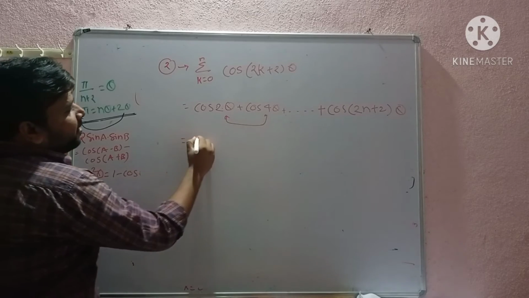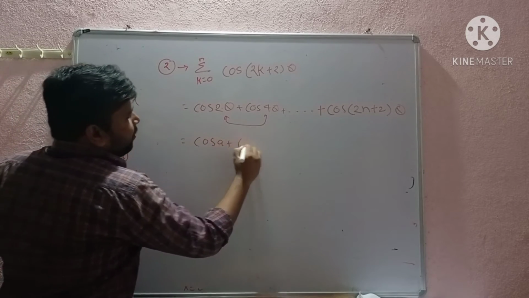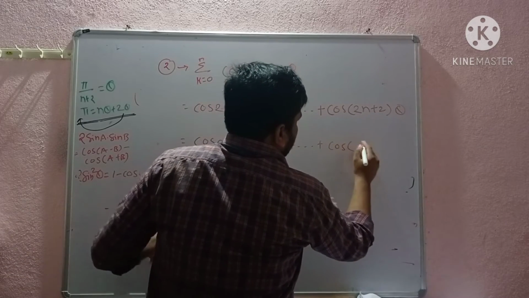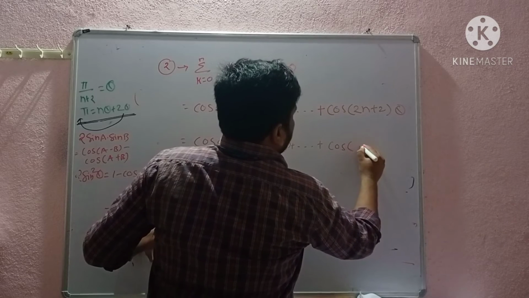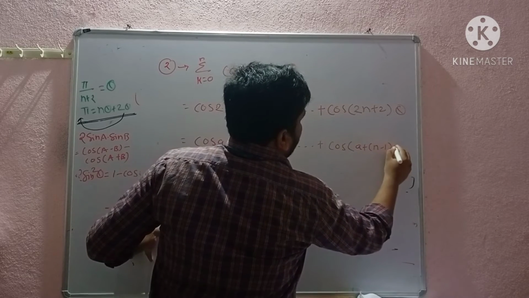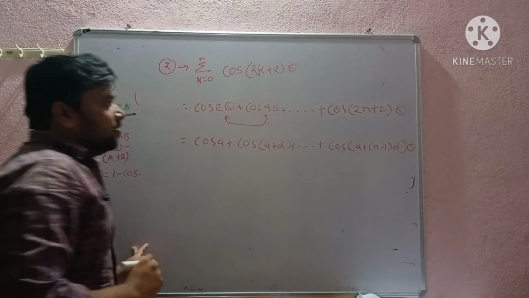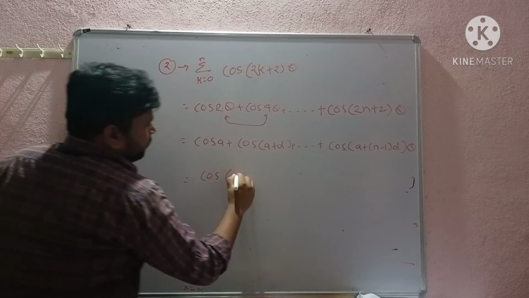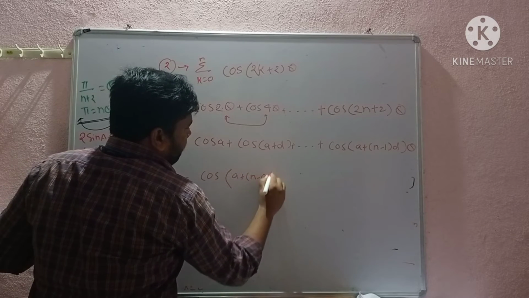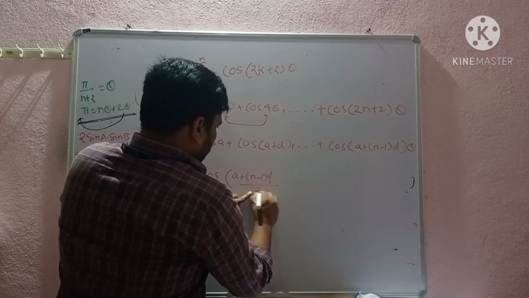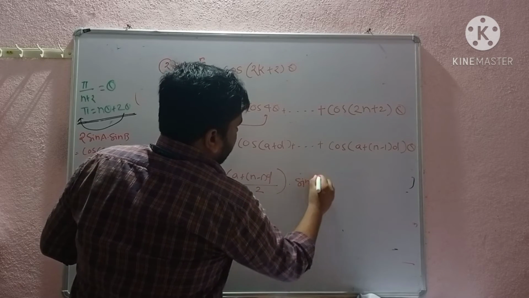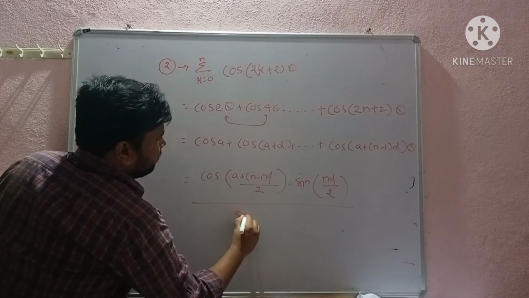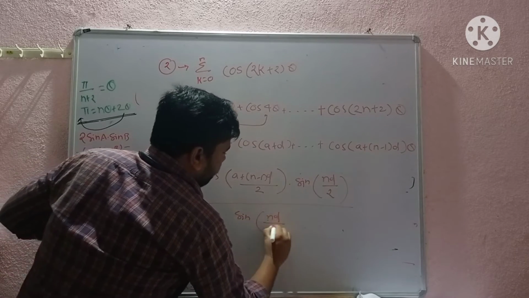Now what is the pattern here? cos a plus cos (a plus d) plus ... plus cos (a plus (n minus 1) d). Okay, this is the pattern. Now again the solution for this pattern is cos (a plus (n minus 1) d by 2) into sin (n d upon 2), divided by sin (d upon 2).